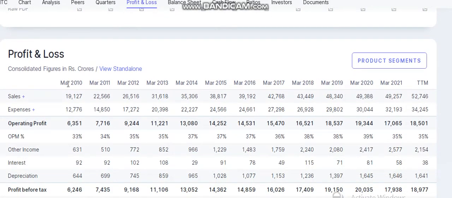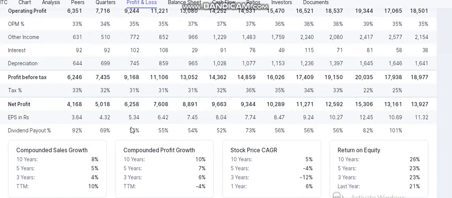If we are comparing March 2010 to 2021, you can compare 10, 11, 12, 13, 14, 15 till 21. You will get to know the net profit, what is before tax, what is PBT, and the dividend ratio, which is 92% in 2010 and 101% in 2021.